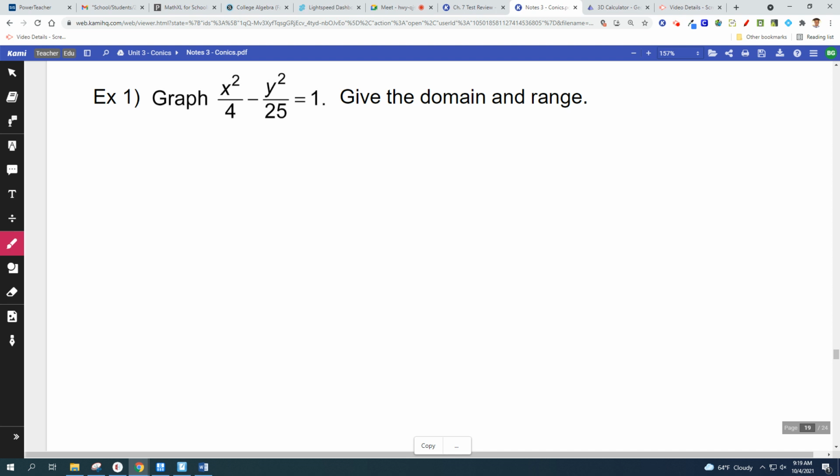All right, example 1 says graph this thing, give the domain and the range. Well, I'm basically going to do the exact same thing as what I did a second ago. All right, let's find the center. What's the center point? 0, 0, right? 0, 0, and that's the same as all of them.